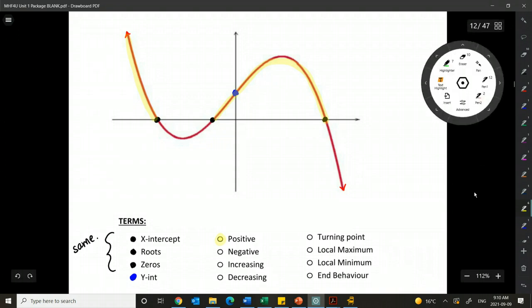So I have, let's get a highlighter here. I've got negative here and negative here. Okay, so above the x-axis, below the x-axis.